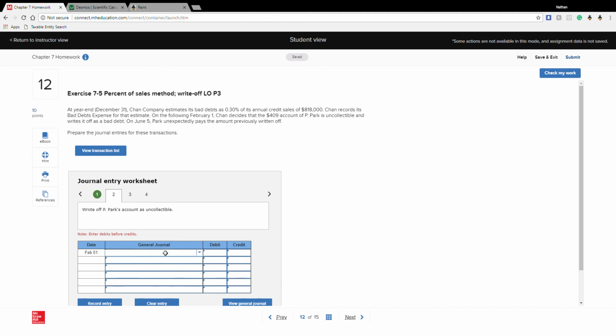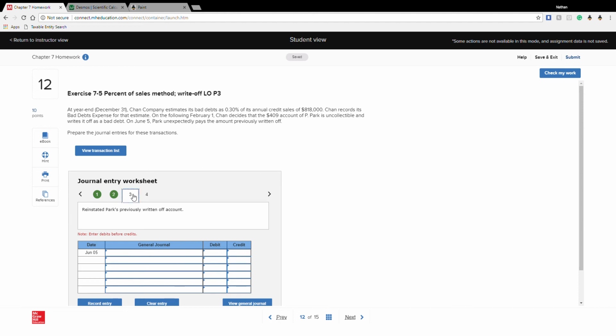Okay, so we wrote off P Park. So after we set up this account, allowance for doubtful accounts, we run everything through this account. Okay, we do not mess with bad debt anymore. This is only through these allowance methods. So again, we wrote it off. So that's going to be allowance for doubtful accounts for, looks like 409. And then we find our customer account. So account receivable P Park for 409. Okay.